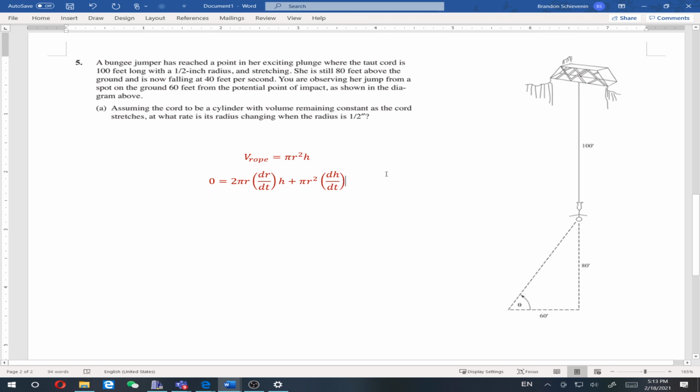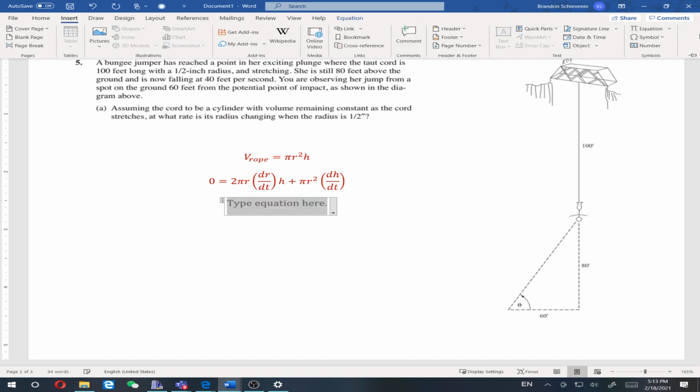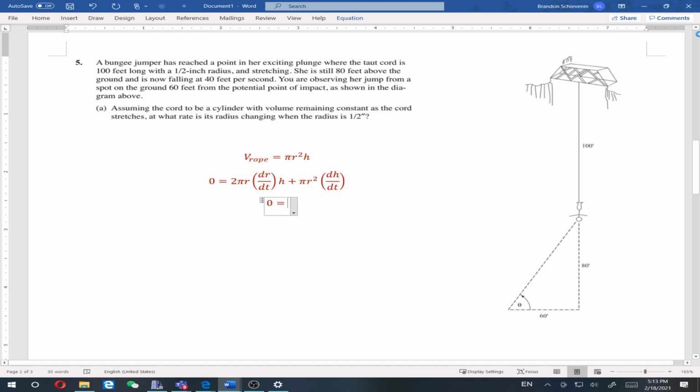I'm going to plug in values that we know and solve for what we don't know. So taking a look at our question, what is the radius of the rope right now? 1/2. Okay, the radius is 1/2 of a foot, so I'm going to type in 1/2 everywhere that I see a radius. dr over dt is what we don't know, so I'm going to leave that. What's the height right now? Wait, she is still 80 feet above the ground. Is this the cord? Oh, okay, 100. Good call. So this is the height of the cylinder, and the cylinder is the cord, not her height above the ground. So this h for our formula is actually 100, the height of the cylinder.